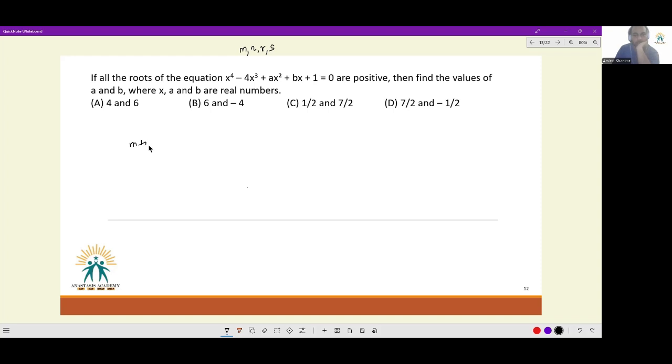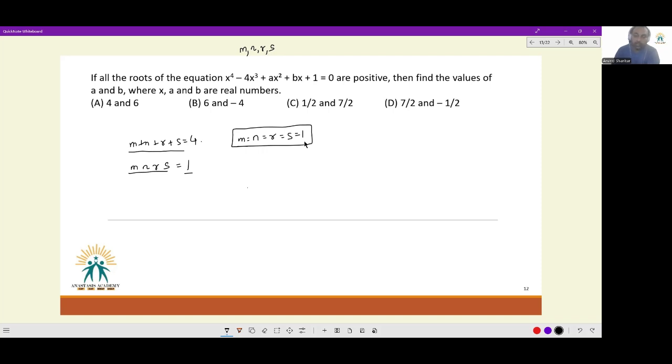We have m plus n plus r plus s is equal to 4. What we also have is m into n into r into s is equal to 1. 4 numbers are multiplying to give me 1, and the same 4 numbers are adding up to give me 4. Can you see? This is directly coming to m is equal to n is equal to r is equal to s is equal to 1. We can straight away come to that result.